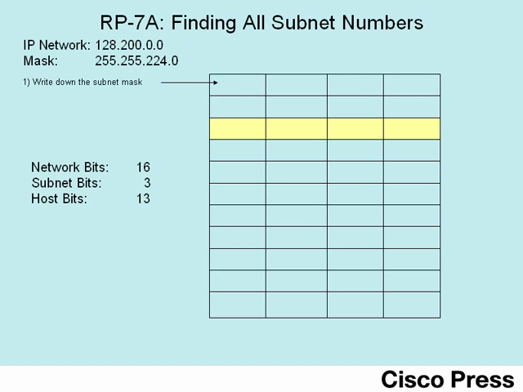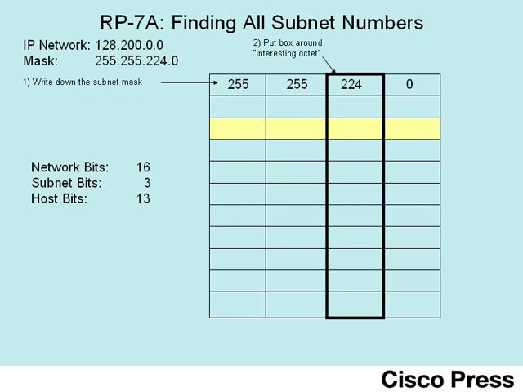So, taking a look at the first 4 steps, first we see that we simply copy down the mask into the top row of a table. Then at step 2, we put a box around the interesting octet. Once again, that's the octet in which the mask is not a 0, nor is it a 255.